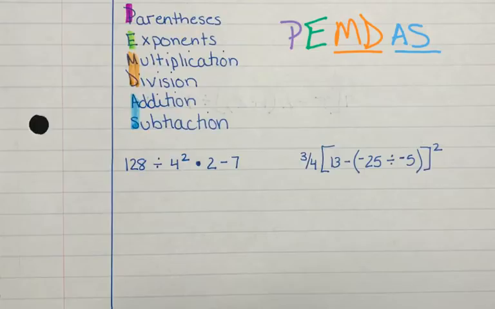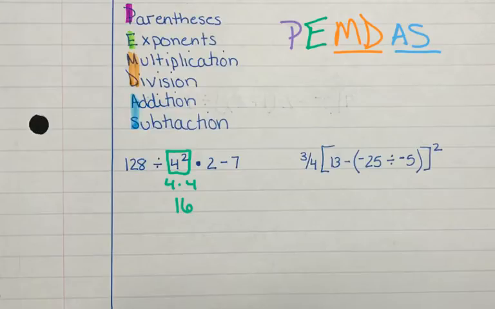All right, let's take a look at our first example. So the best way to go is to ask yourself, all right, do I have parentheses? I don't see any parentheses here. Do I have exponents? Yes, I have exponents right here. So I need to complete that. So 4 squared means 4 times 4. Okay, it's not 4 times 2. So 4 times 4 is 16.